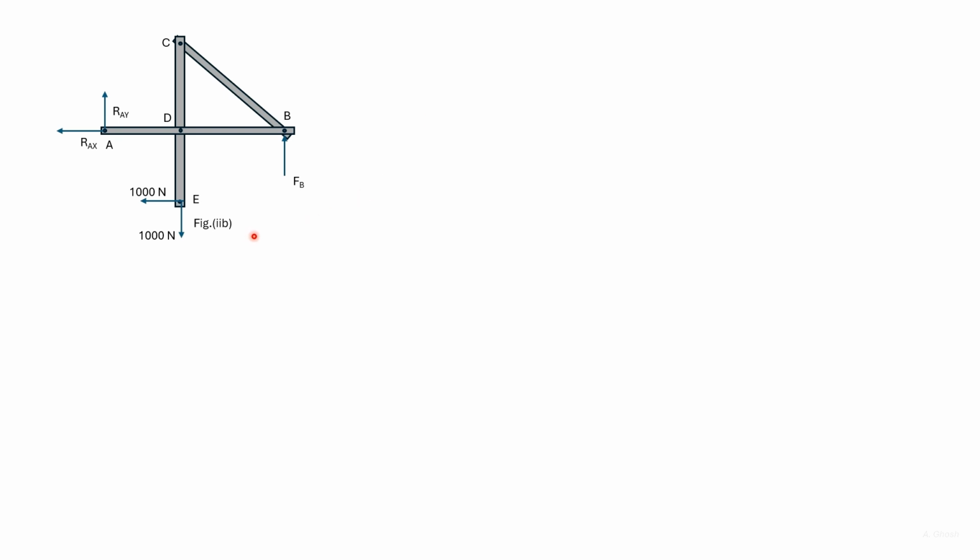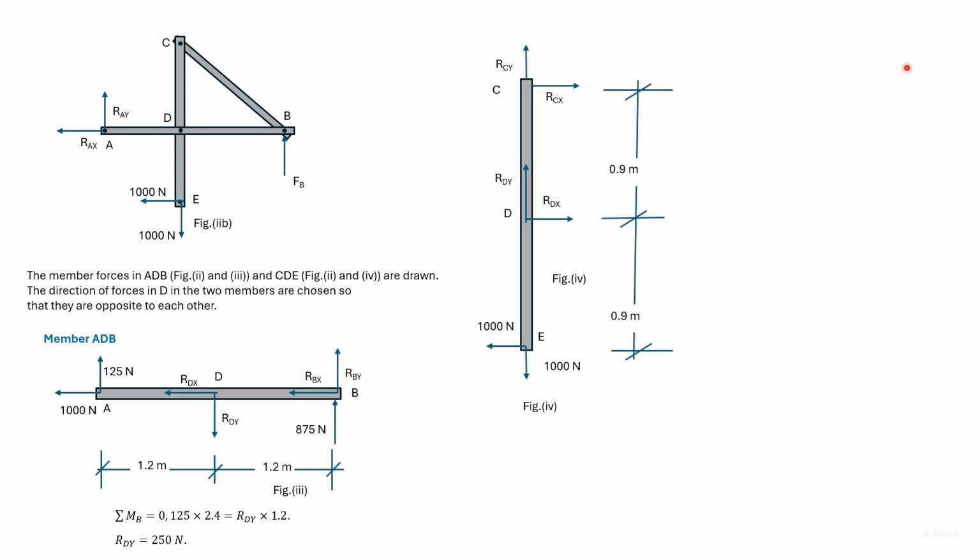Here we have redrawn the whole frame again with the forces acting on it. We'll only be considering the equilibrium of the members CDE and ADP. Now let us look at the joints. The joint D is connected to both CDE and ADP.